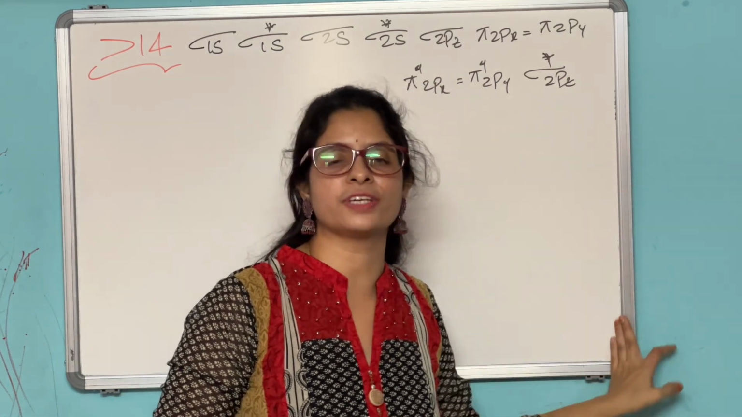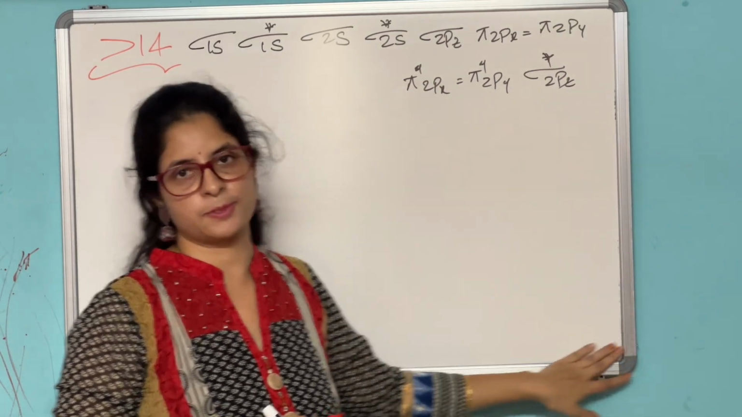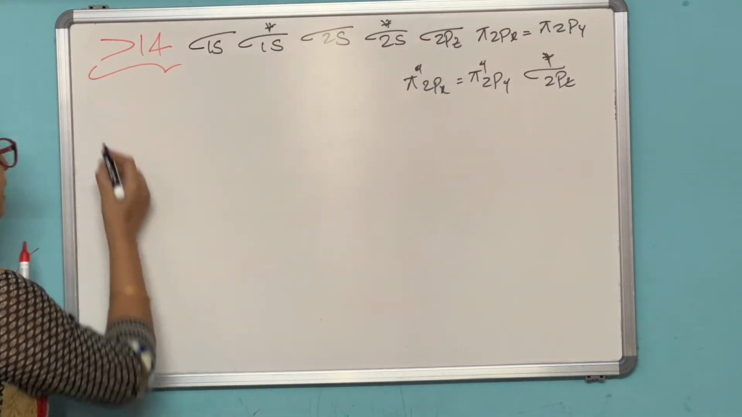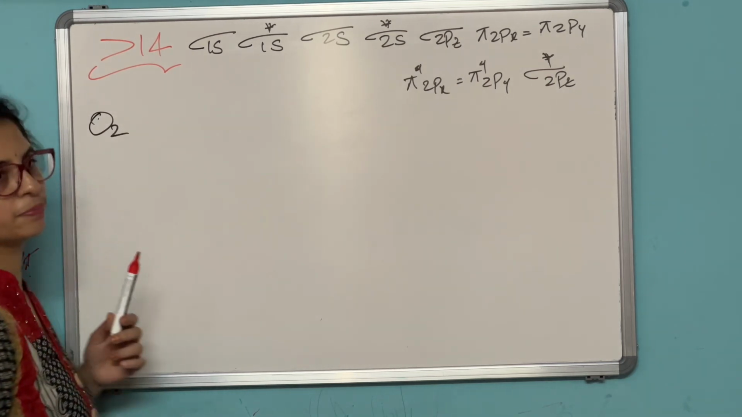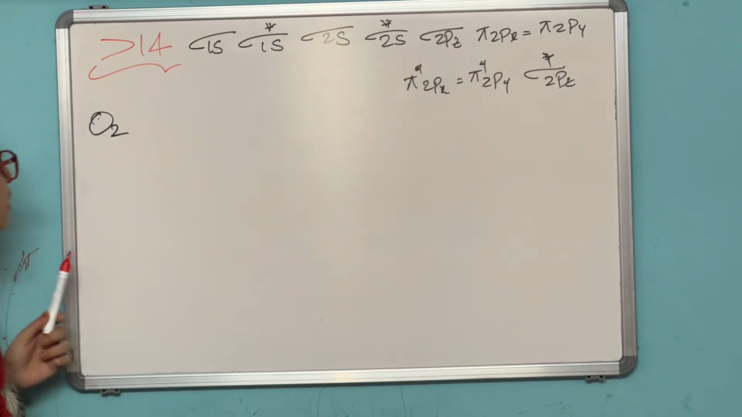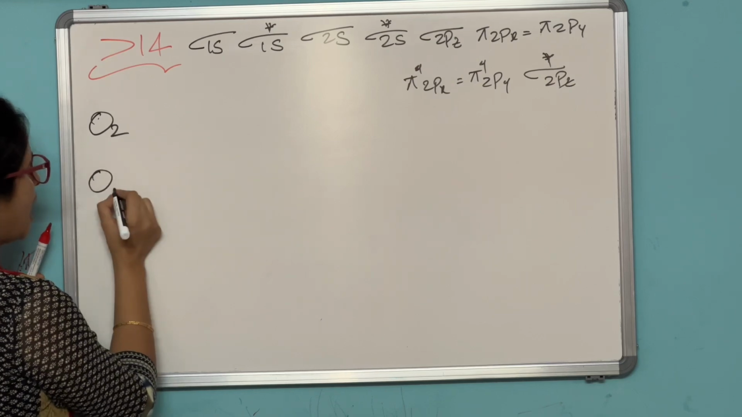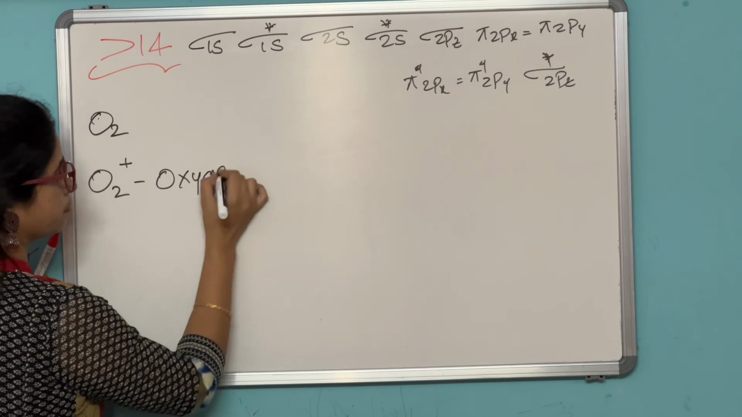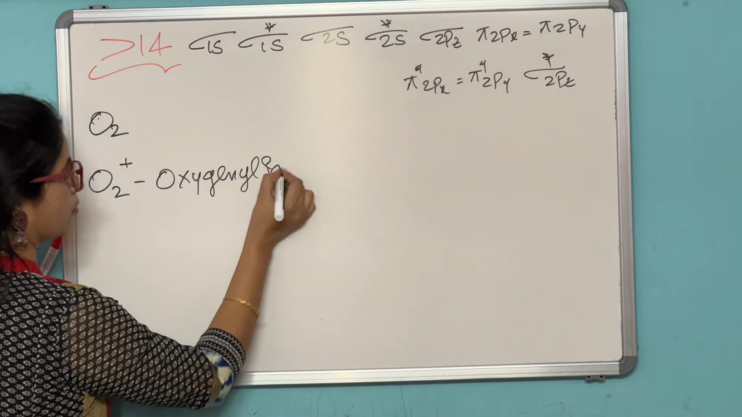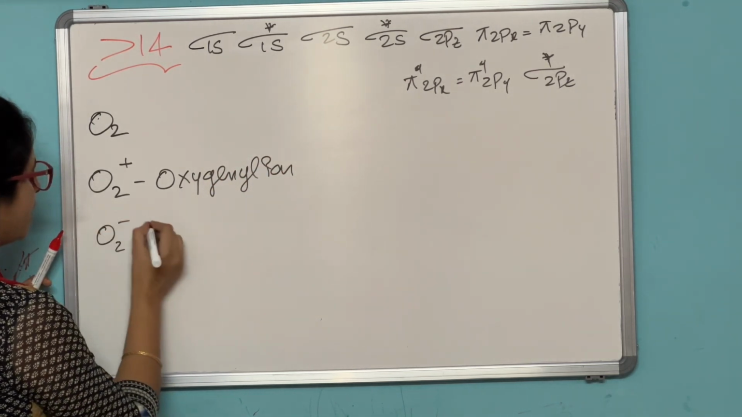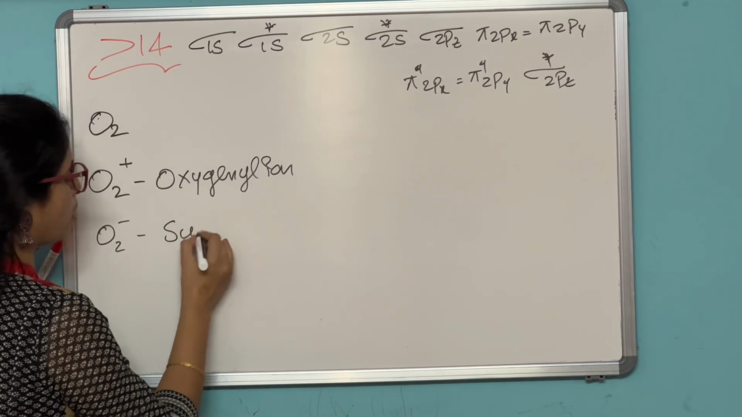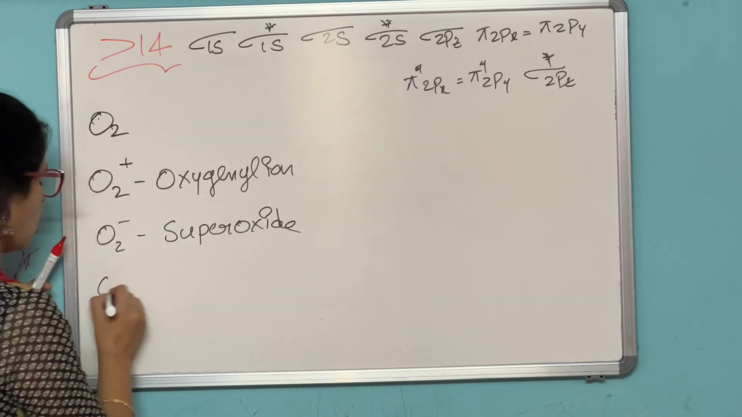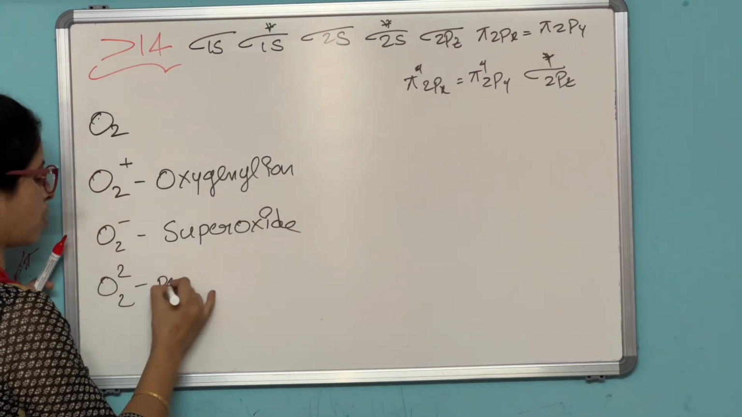Today we are going to discuss one of the important molecules which is asked many times in your JEE exams, that is the oxygen molecule. One by one we will discuss the oxygen molecule, O2 plus which is the oxygenyl ion, O2 minus which is superoxide, and O2 2 minus which is peroxide.